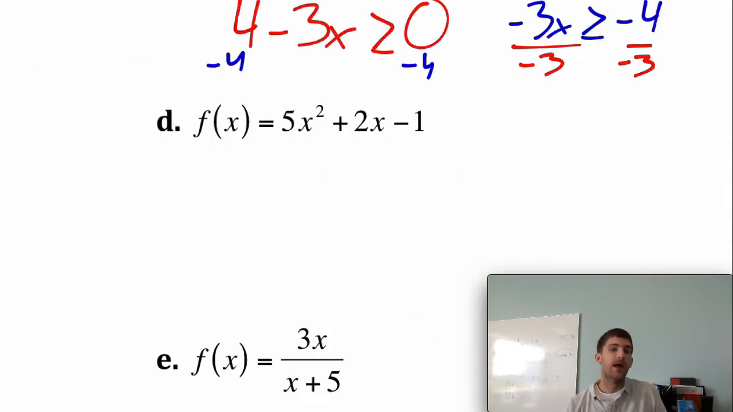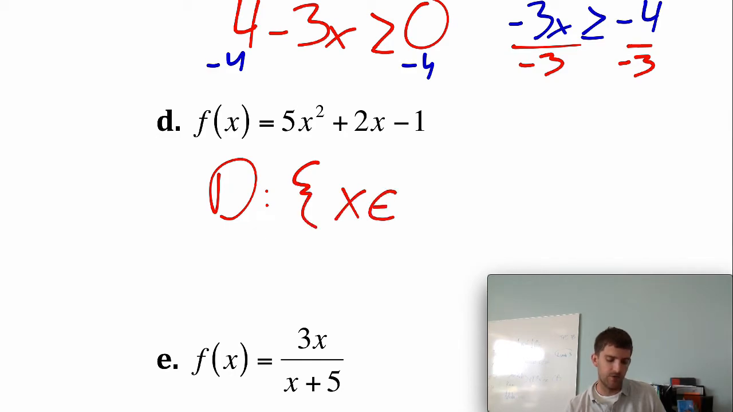Letter D. f of x equals 5x squared plus 2x minus 1. This first part, you're probably going to get pretty familiar with it. We're going to say x is an element of the reals. That means we can plug in the real values into this and it'll work. Now we have to ask ourselves, are there any real values that don't work? So I always start off by going like, okay, can I plug in positive numbers? Can I plug in positive 75.3? Sure, it's going to be a big number, that's fine.